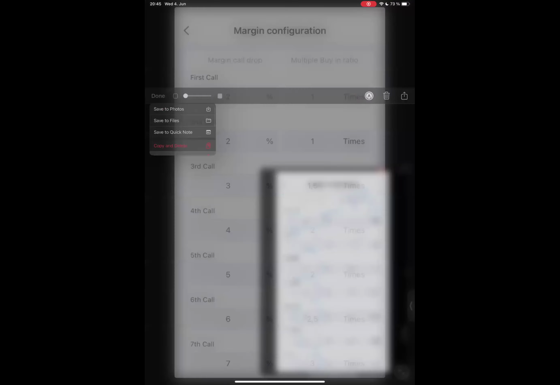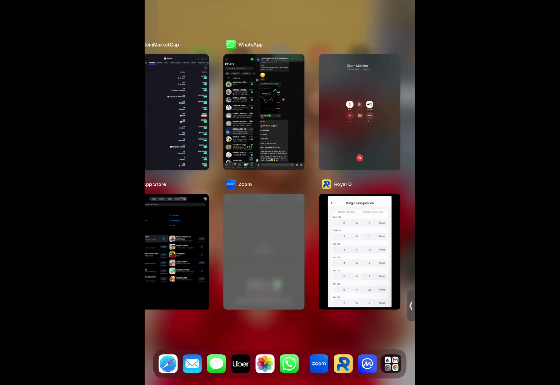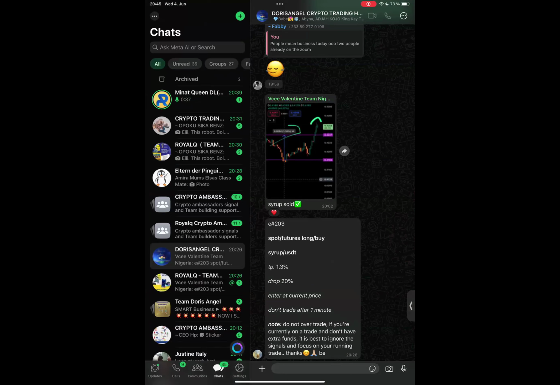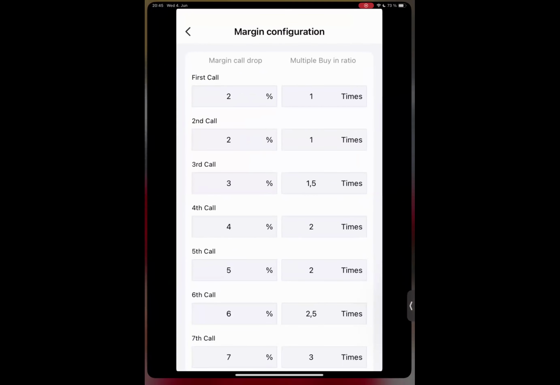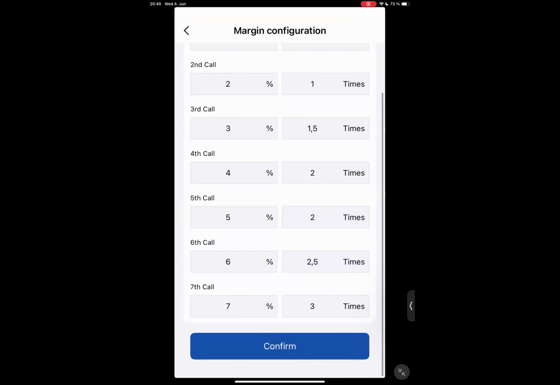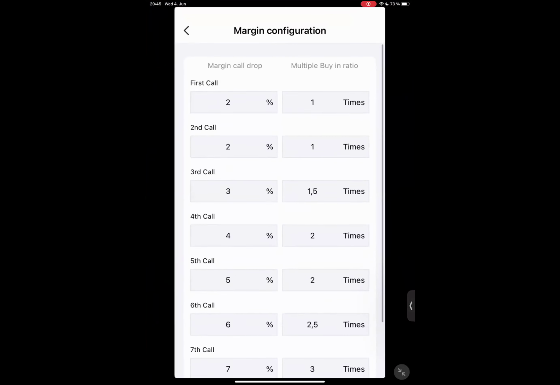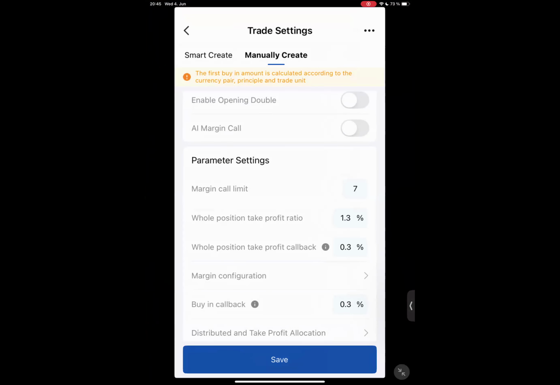Are you guys following? On his signal, he said drop 20%. Forget the slang, sometimes they don't want to write everything in full, but the drop here means margin call drop. And the TP stands for take profit. Okay. So let us look at the drop. So it falls within the 20 he asked for. So I'm just going to confirm.